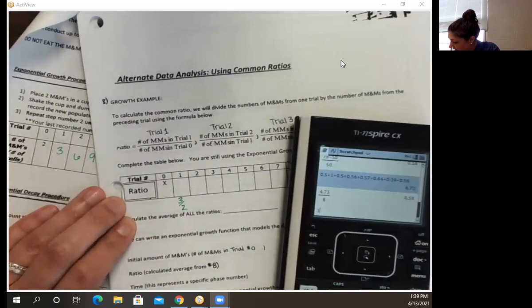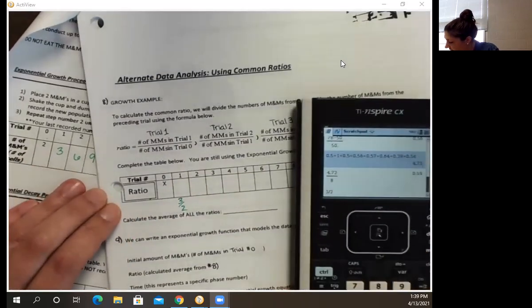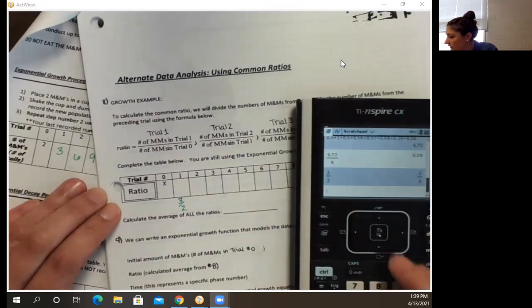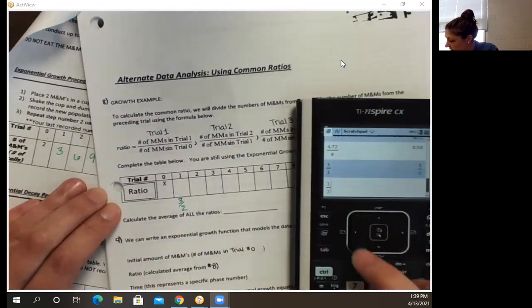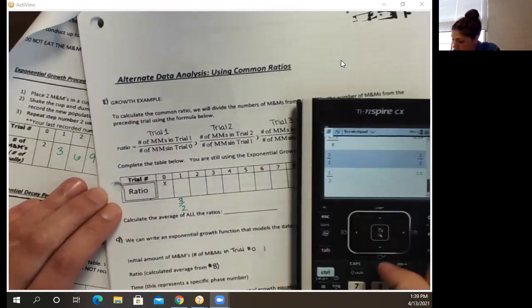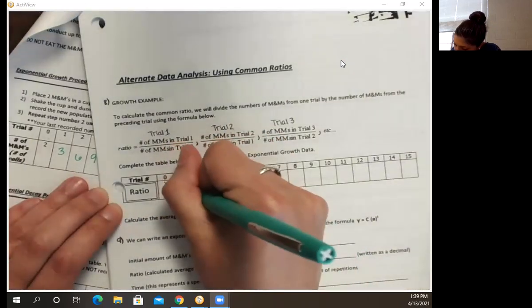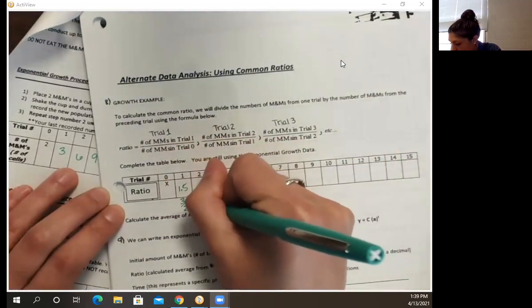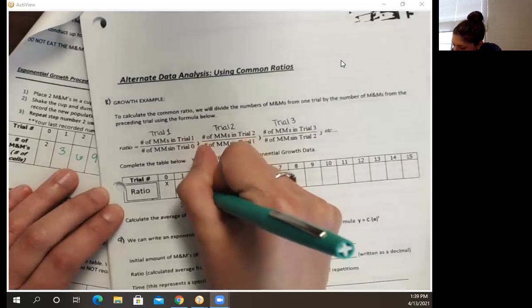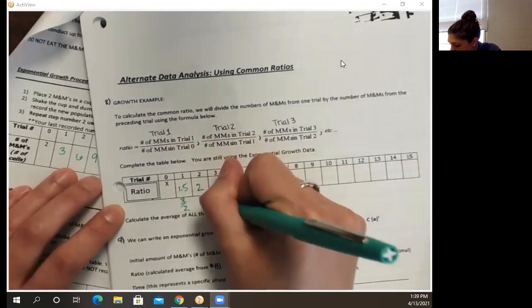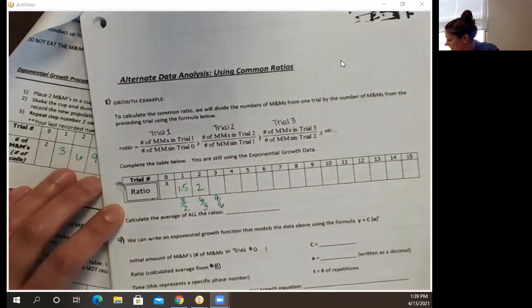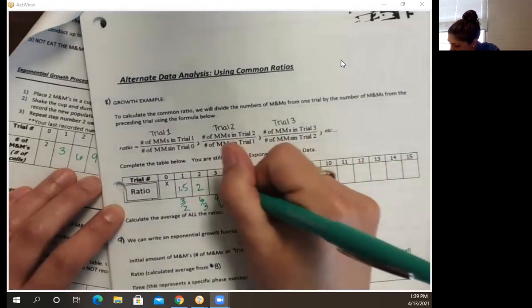So 3 divided by 2, and it doesn't say if we should use a decimal or not, so I'm going to leave it as a fraction. Actually, we'll use the decimal here since we used the decimal for the other one. So that would be 1.5. And then 6 over 3. I don't need the calculator for that one. That's going to be 2. And then 9 over 6 gives us 1.5.